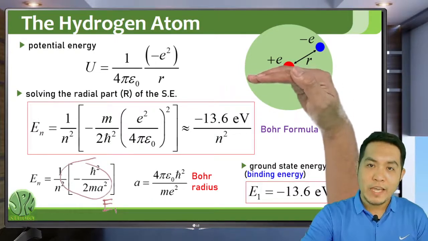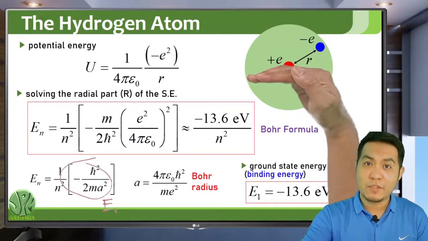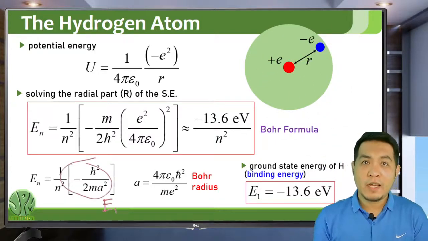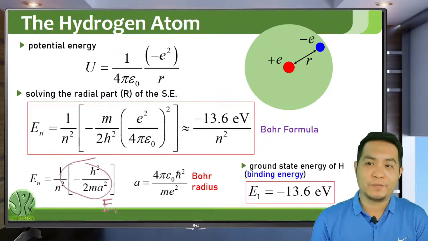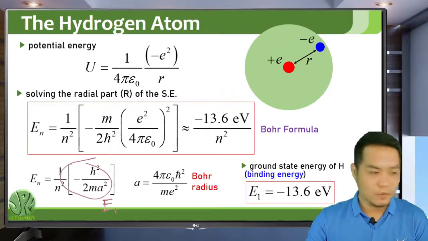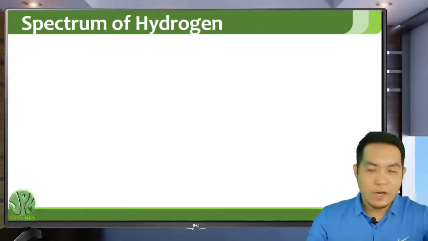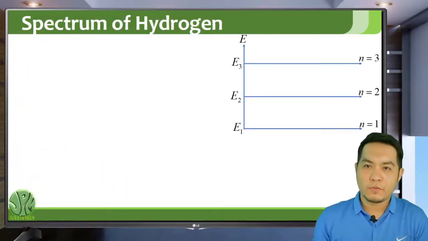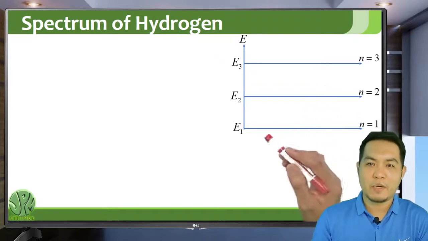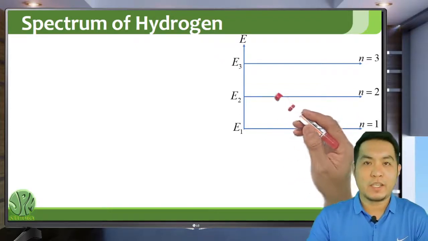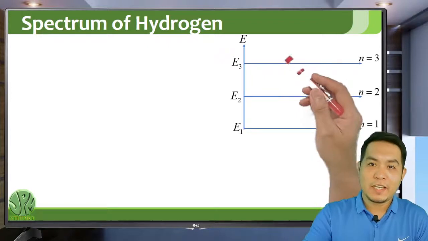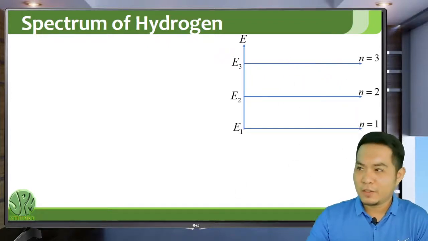And when the energy of the particle is above 0, then it becomes a free particle, or the electron becomes free. It's now in the conduction band, a conduction electron or a free electron essentially. So for hydrogen, these are the energy levels of hydrogen. E1 is the ground state, E2 is the first excited state, and E3 is the second excited state.